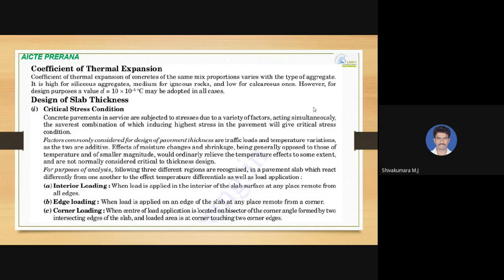Interior loading is when load is applied in the interior of a slab, at any place remote from all the edges. Edge loading is when load is applied on an edge of the slab at any place remote from the corner. And corner loading is when the center of load application is located on the bisector of the corner angle formed by two intersecting edges of the slab, and the loaded area is at the corner touching the two edges.